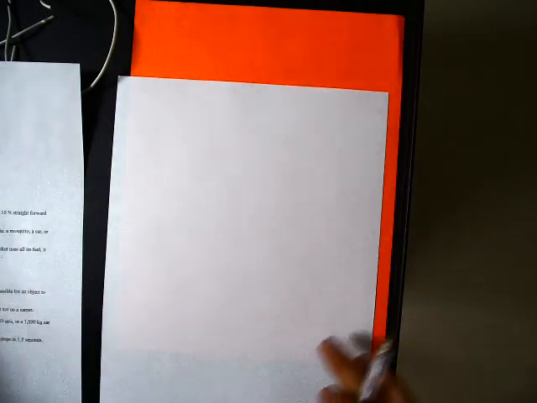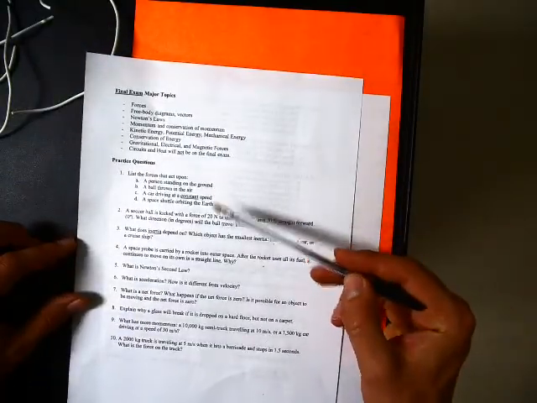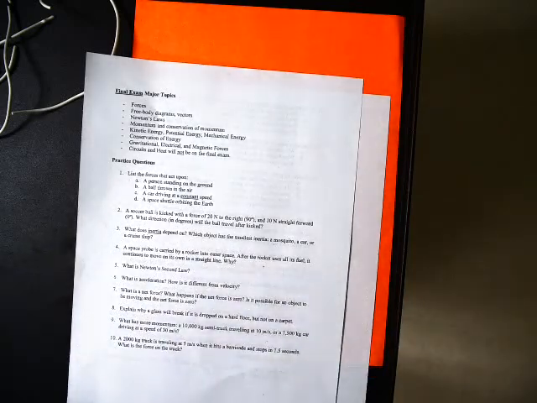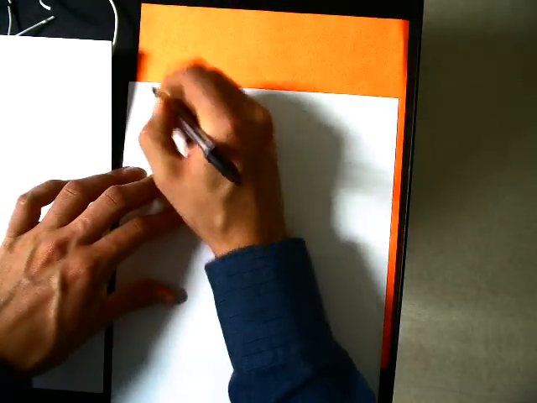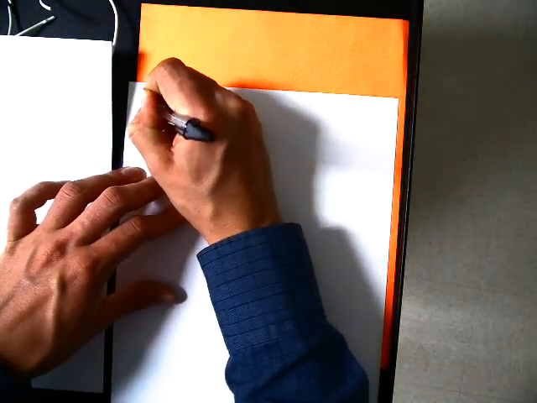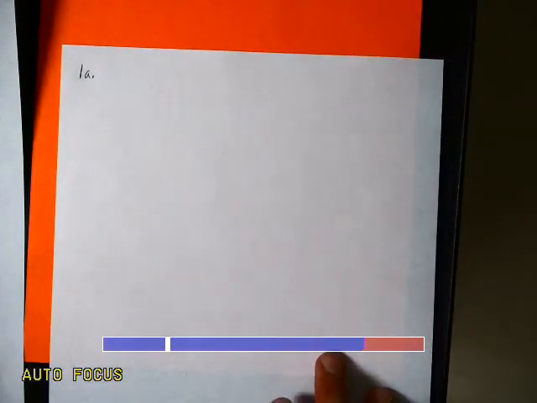So, number 1, going back all the way to the first week of school, talking about forces and free body diagrams. List the forces that act upon a person standing on the ground. I'm going to do it on a separate sheet of paper so I have plenty of room to show work, and I recommend you do that as well.